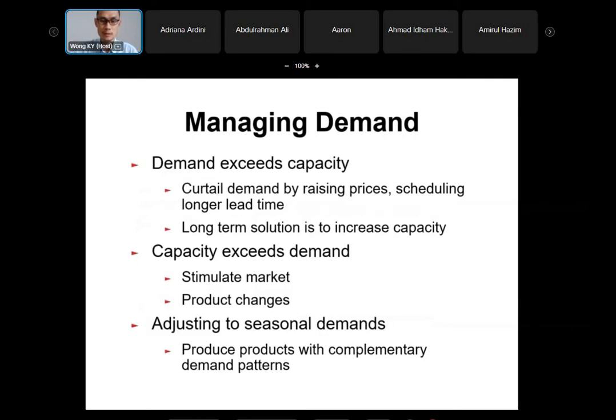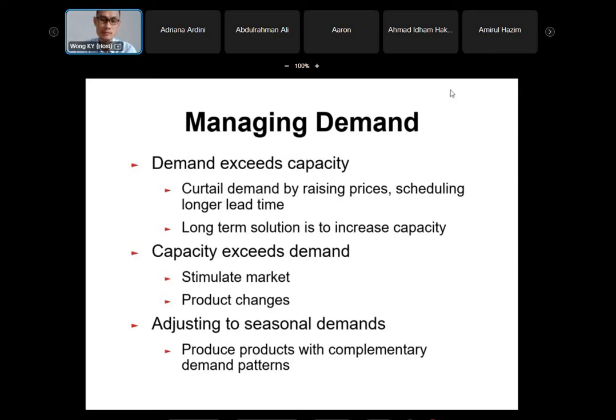Right, so how do we manage demand and capacity? There are some scenarios here. For example, if demand exceeds capacity, customer demand exceeds factory capacity, what should the factory do? What should the producer do? It's just like oil. Look at oil now, gas now. Demand for oil, demand for gas has actually exceeded the production capacity. It has exceeded the supply, due to the war between Ukraine and Russia and due to the sanctions imposed on Russia. So what should be the response if demand exceeds capacity?